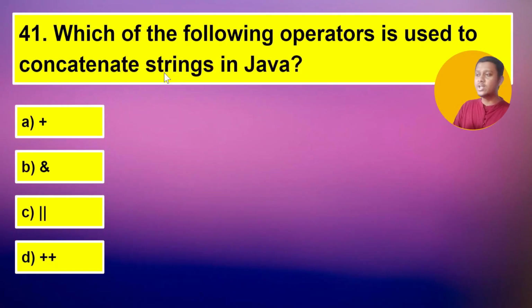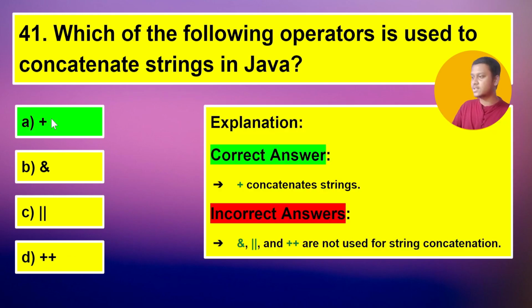Next question is, which of the following operators is used to concatenate strings in Java? Plus, ampersand, double pipe symbol, and plus plus. So its correct answer is plus. So plus symbol concatenates strings, and these other symbols are not used for string concatenation.